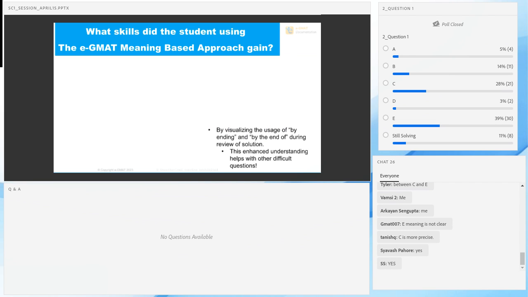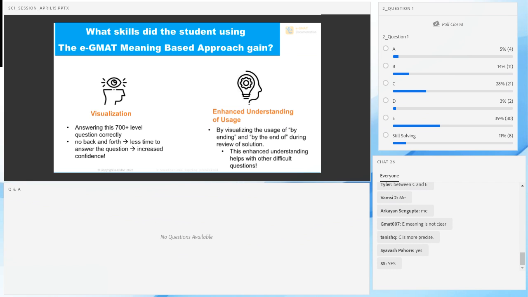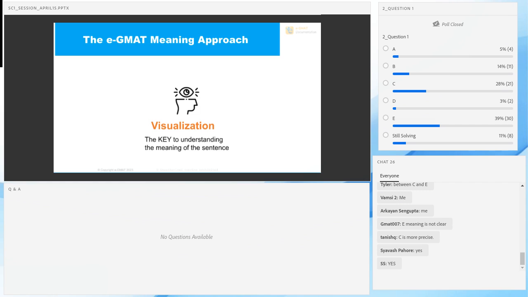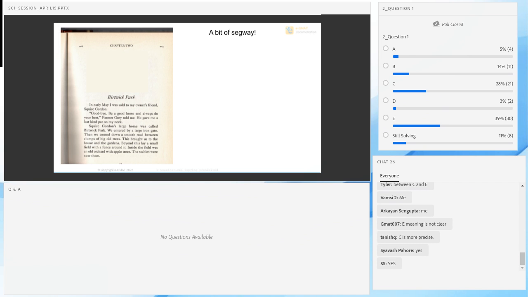And again, avoiding that back and forth is very, very critical. Very, very important. Now, let's talk about what it means to visualize. Visualization, as I said, is the key to understanding the meaning of the sentence.